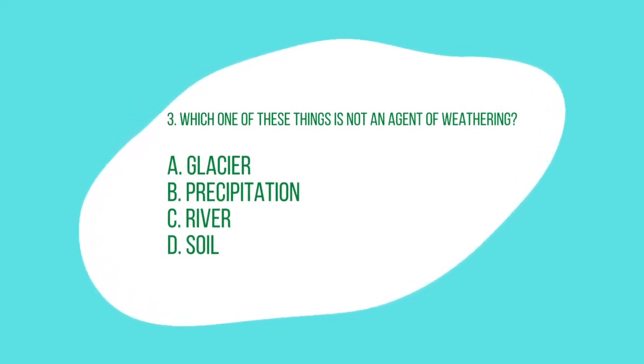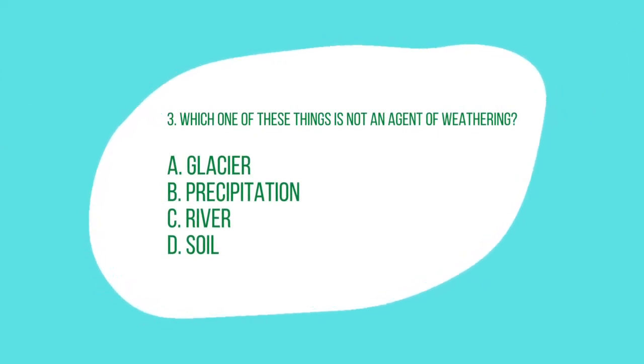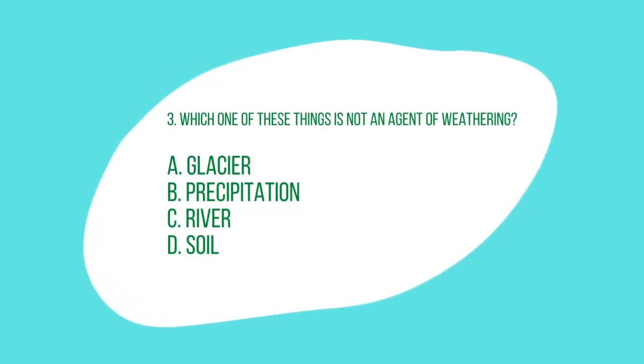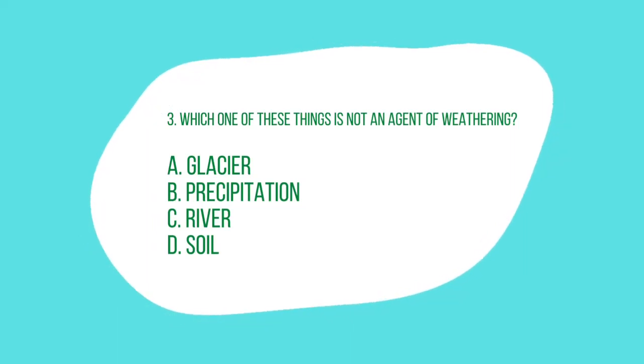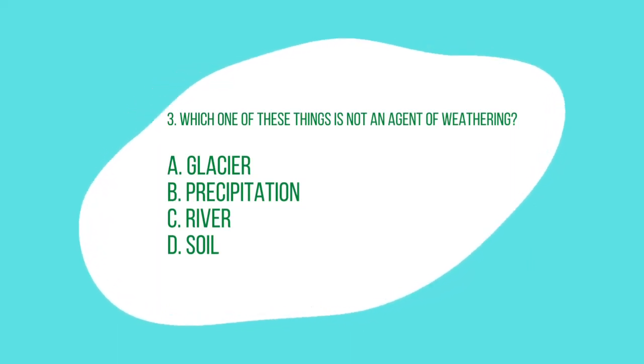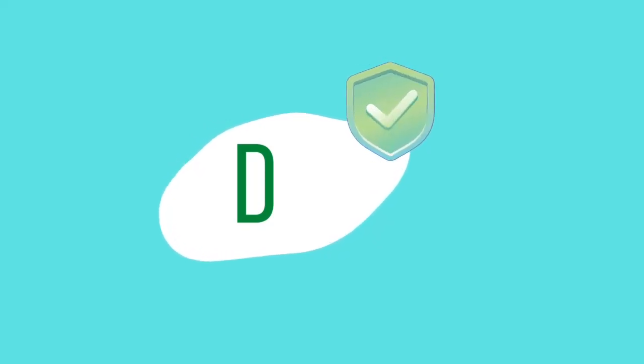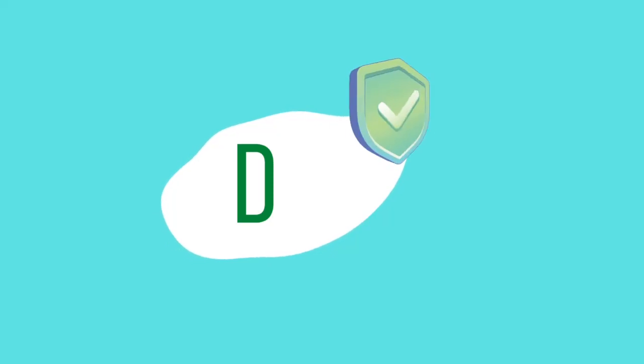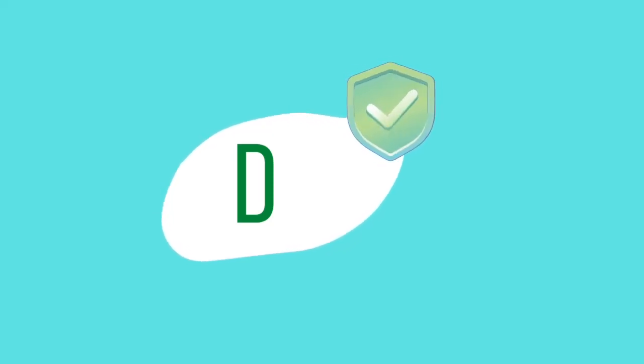Question number 3. Which one of these things is not an agent of weathering? A, glacier, B, precipitation, C, river, or D, soil? If your answer is D, you are correct because soil is not one of the things that is considered as an agent of weathering.